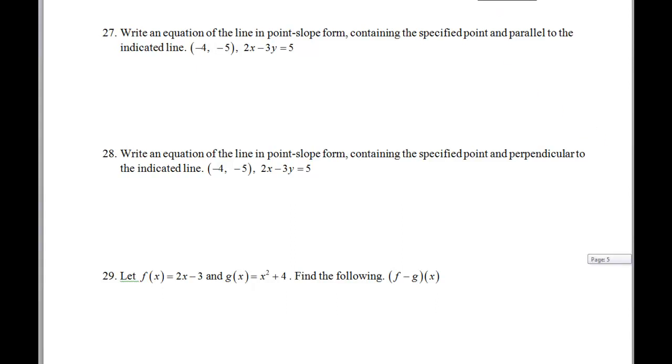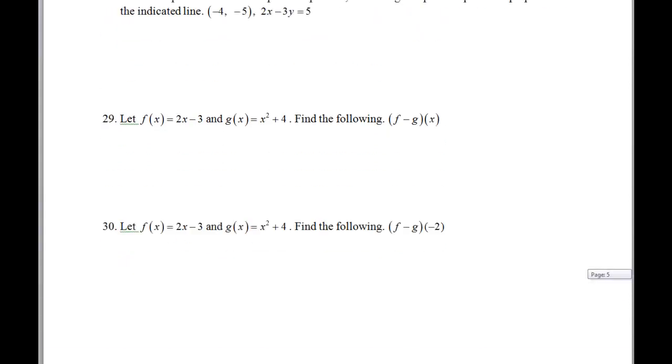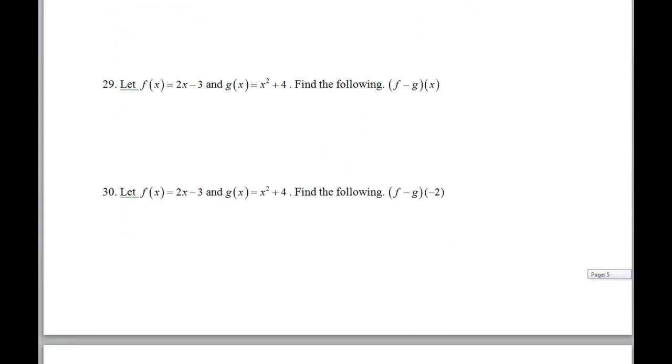But let's take a look here at the last two problems on this side of the worksheet. All right, so what we have to do here is subtract these two functions. So we're going to subtract f minus g of x. We're going to take my f of x, which is 2x minus 3, and subtract our x squared plus 4.